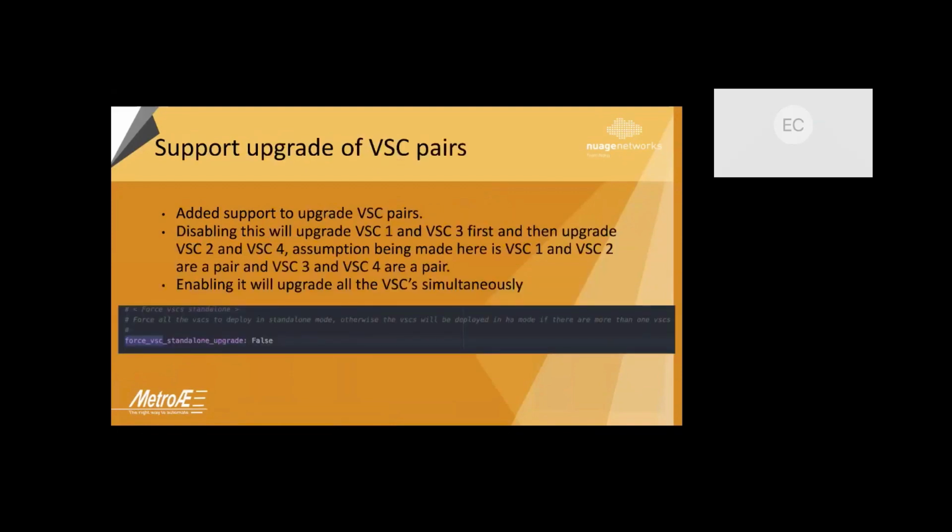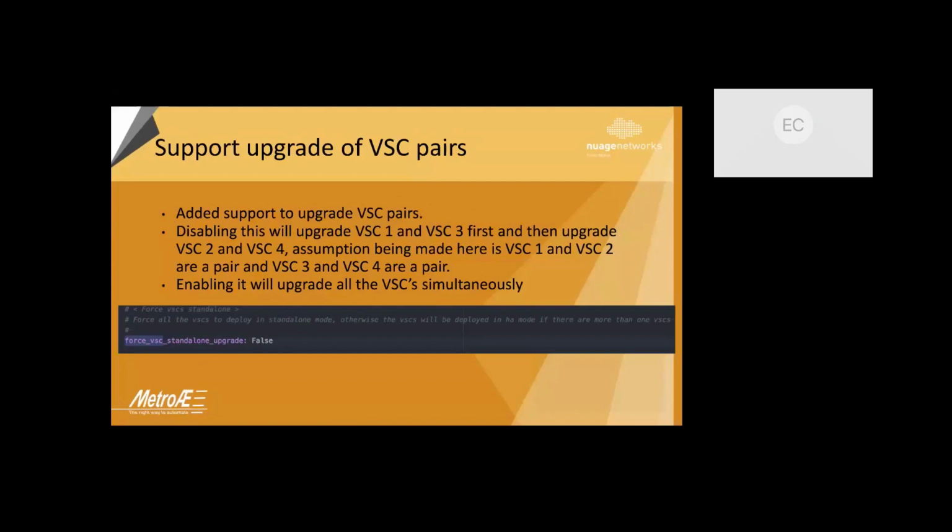The last feature that we have supported for the VSC is the upgrade for VSC pairs. Previously with MetroAE, if you had defined a bunch of VSCs, assuming 4 VSCs in your vscs.yaml, we would upgrade them all at the same time. That means we were never making sure that there was always a VSC running for the endpoints to connect to. With this new feature, we have defaulted the behavior to upgrade VSCs in a pair. What do I mean by upgrading in a pair?